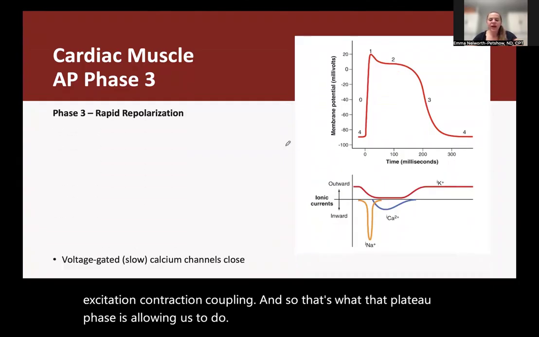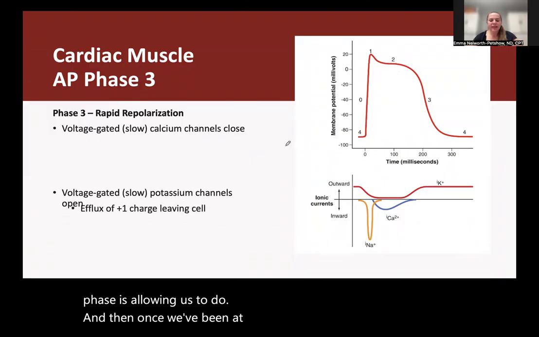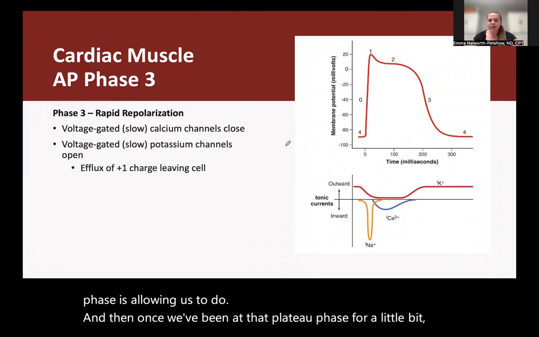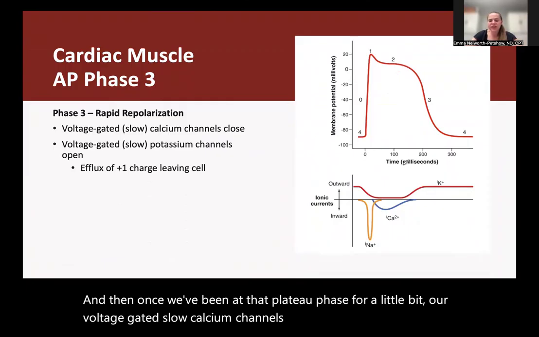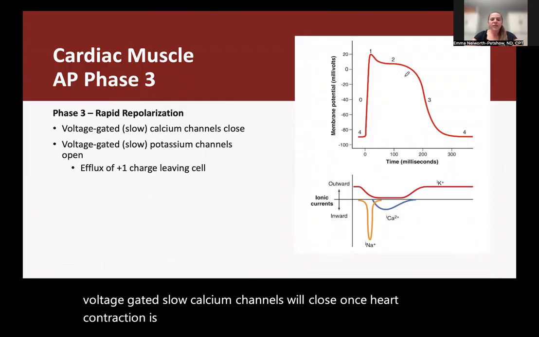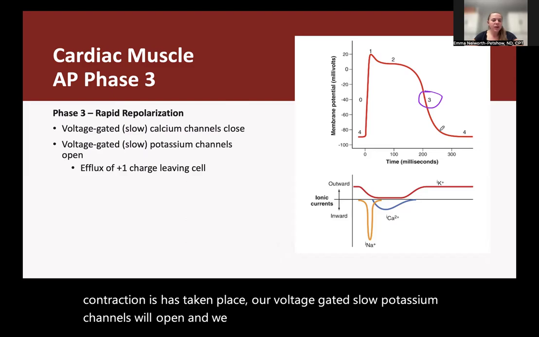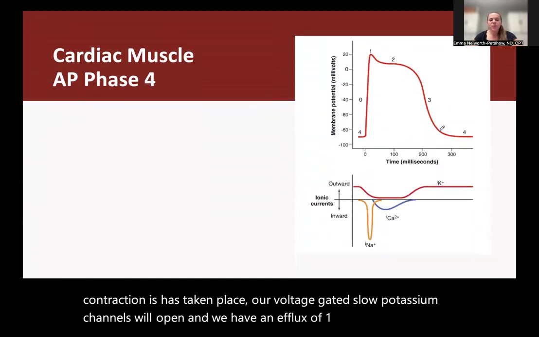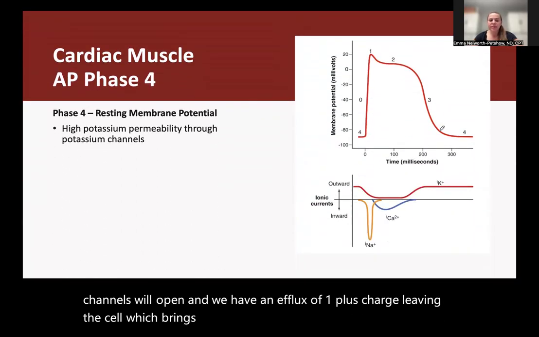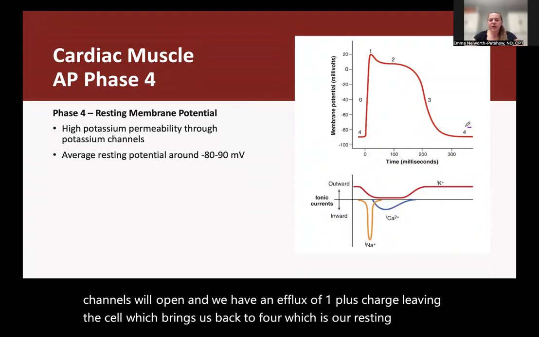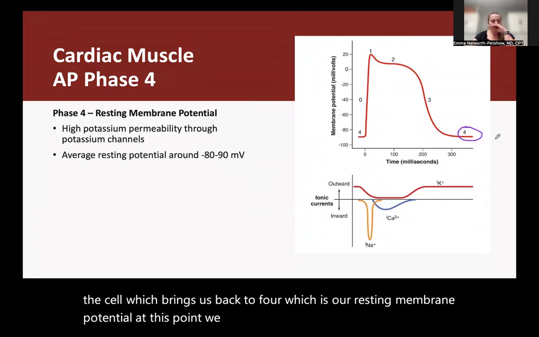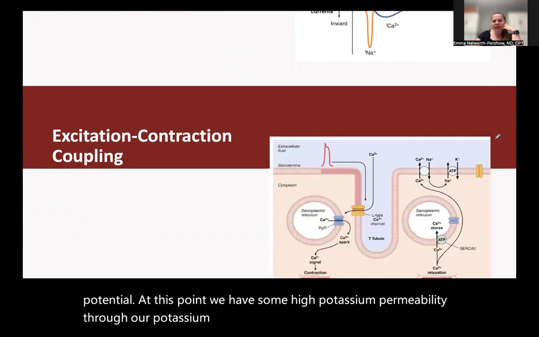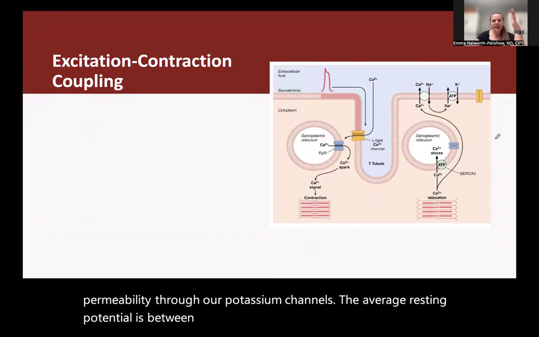And then once we've been at that plateau phase for a little bit, our voltage-gated slow calcium channels will close once heart contraction has taken place. Our voltage-gated slow potassium channels will open, and we have an efflux of 1 plus charge leaving the cell, which brings us back to phase 4, which is our resting membrane potential. At this point, we have high potassium permeability through our potassium channels. The average resting potential is between -80 and -90.